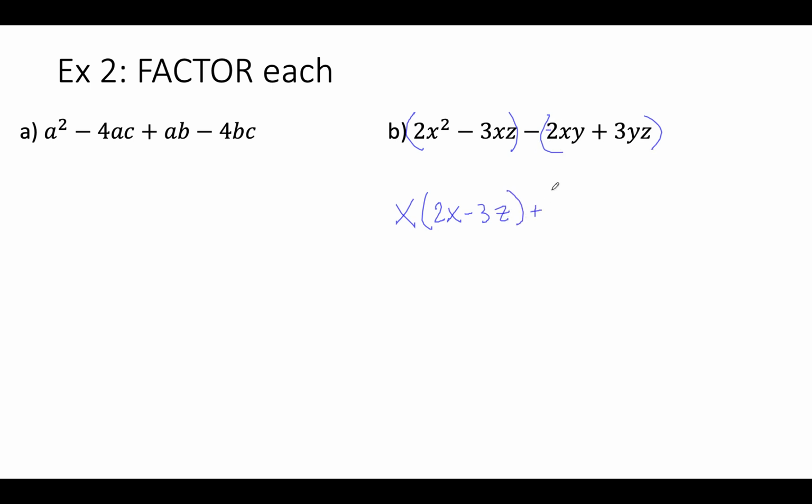This is really a negative 2. So these have a y in common, so I can take out a y. So if I take out a negative 2, or I'm sorry, so I'm left with a negative 2x and a positive 3z. But these don't match, so I would want to take out a negative 1 here instead, which would make this a positive 2 and a negative 3. So now our 2 parentheses are 2x minus 3z times x minus y.